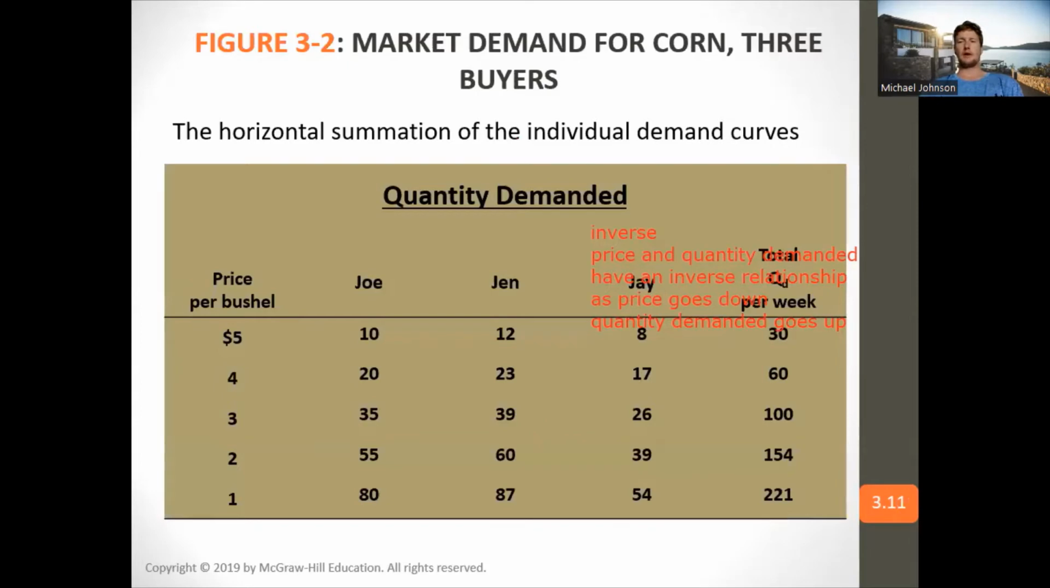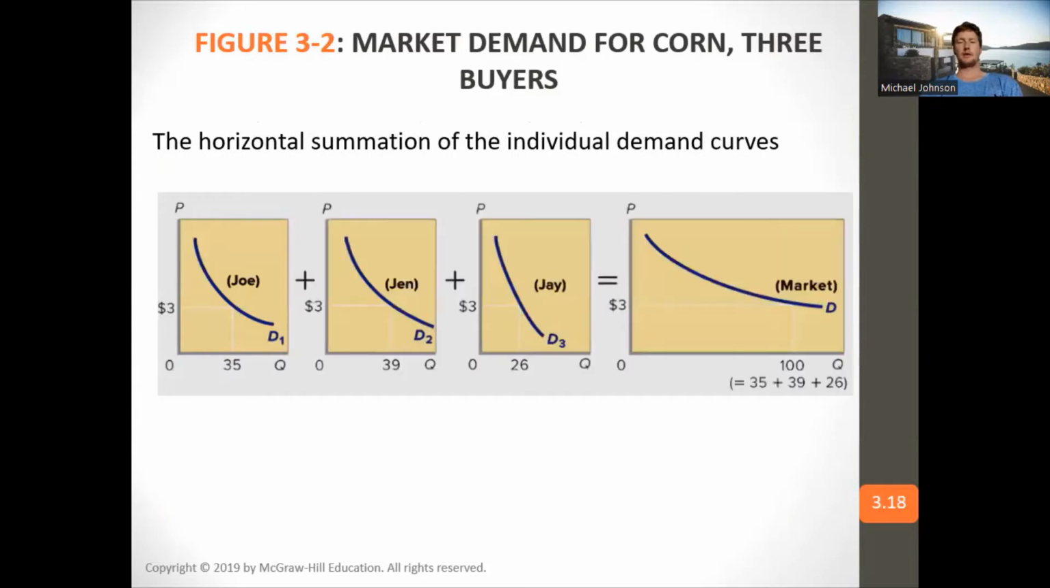To get the market demand curve, you have to sum up each individual demand curve. So Joe's, Jen's, and Jay's are summed up. You add those up, and you get the total quantity demanded per week. And then you get the market demand through that.